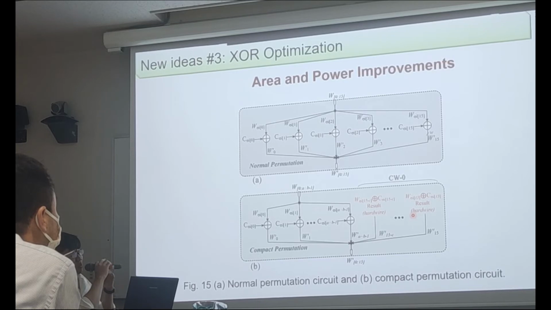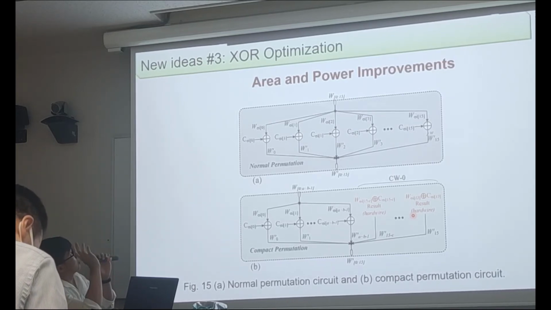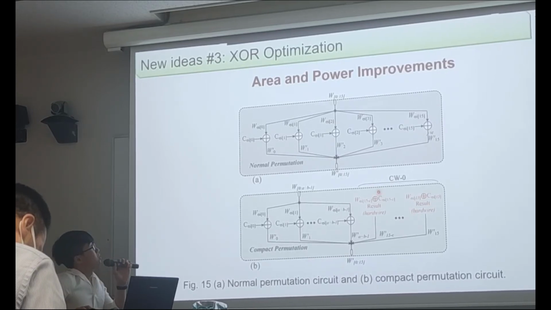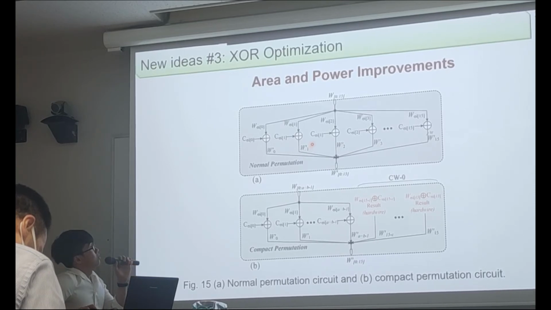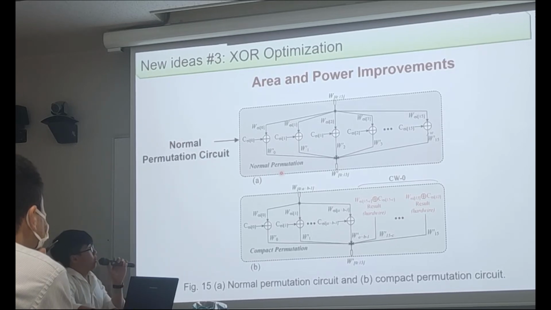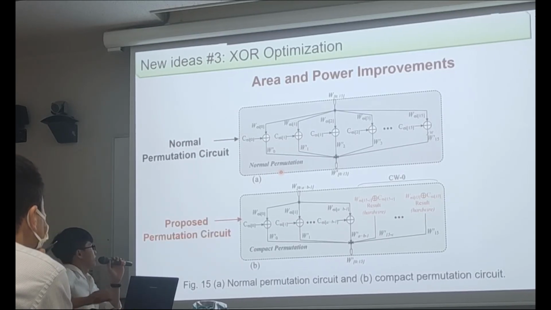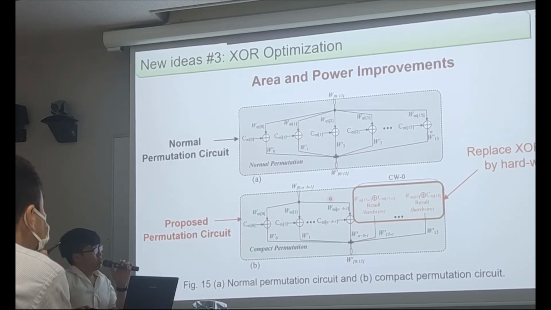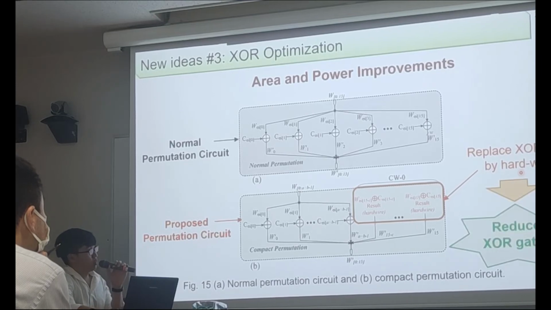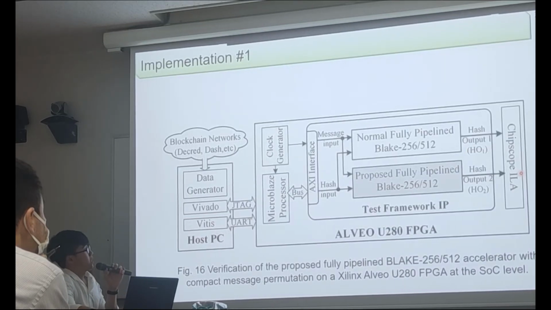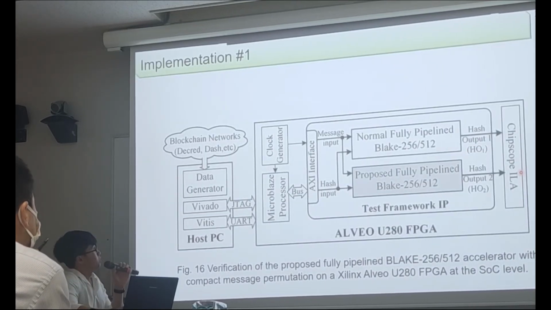Now, let's go to the general architecture. So our idea 2 aims to reduce the area and power consumption. Now you can see here, this is a normal permutation circuit for any application, and this is the proposed permutation circuit in blockchain mining. By replacing several SHA gates by hardwire, we can reduce the SHA gates. And by reducing SHA gates, we can reduce area and also reduce the power consumption.